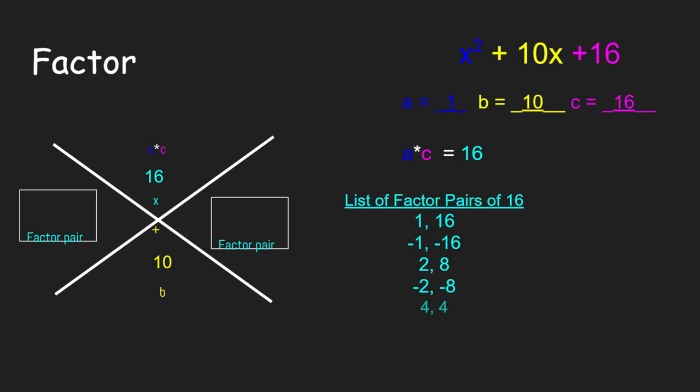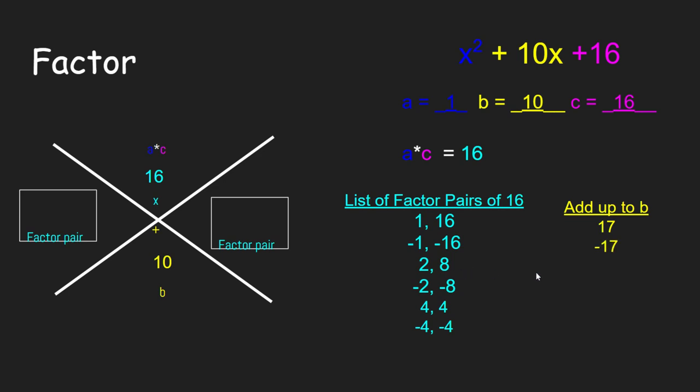4 times 4 gives us 16. Same with negative 4 and negative 4. Now, if it's easier to organize, we can add these up. So we're looking for it to add up to B. B is 10. So 1 plus 16 is 17. That doesn't work. Negative 1 plus negative 16 is negative 17.